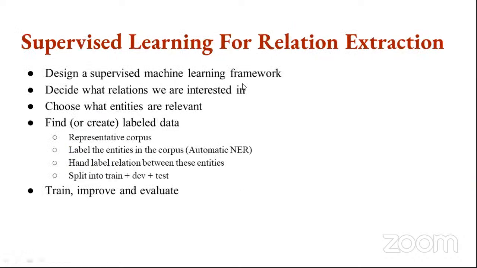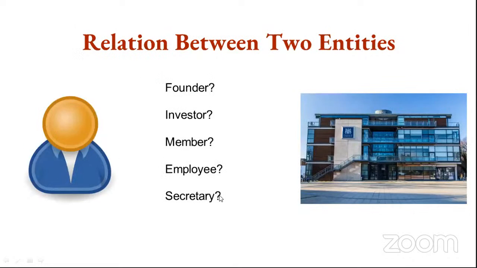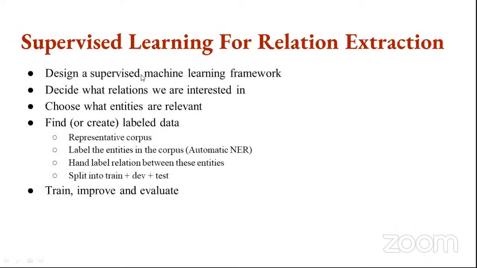So there is supervised learning for relation extraction. We can design a supervised machine learning framework for identifying relationships from the text. We identify what the different relationship types are, and those would be the classes. So we have to decide about the relationships that we are interested in. Here I have mentioned these relationships: founder, investor, member, employee, secretary.